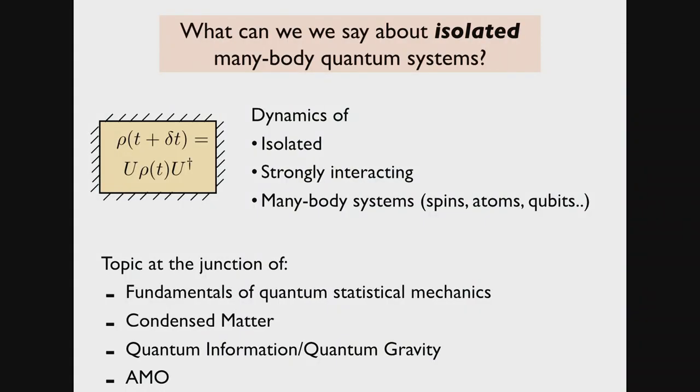And really, this is a topic that is not only important from this foundational point of view, like, here's quantum statistical mechanics, why is there this big hole, right? And why are we only now realizing that there's this big hole that we haven't really addressed? This question could have been asked many, many decades in the past, really when quantum mechanics itself was being formulated. So it's interesting from just a fundamental point of view, but it's also a topic that's really at the junction of many topical areas in condensed matter and quantum information and quantum gravity and atomic, molecular, and optical physics.